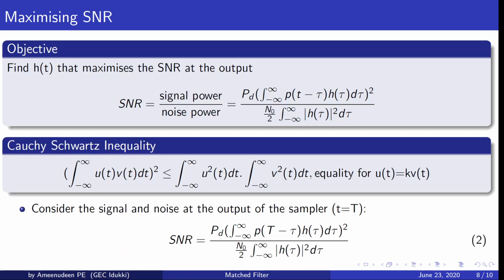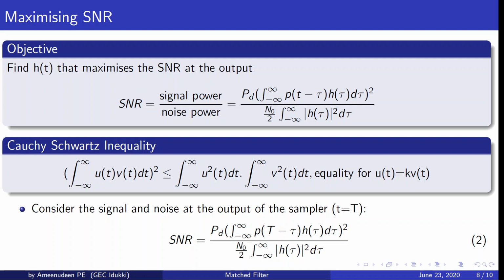Now our objective is to find h of t that maximizes the SNR at the output. We know that SNR is equal to signal power by noise power. We have already found both the terms, so we will substitute them here. Now in order to solve this, we will use an identity called the Cauchy-Schwarz inequality, which states that the integral minus infinity to infinity u of t into v of t dt the whole square will always be less than or equal to the integral minus infinity to infinity u square of t dt into the integral v square of t dt.